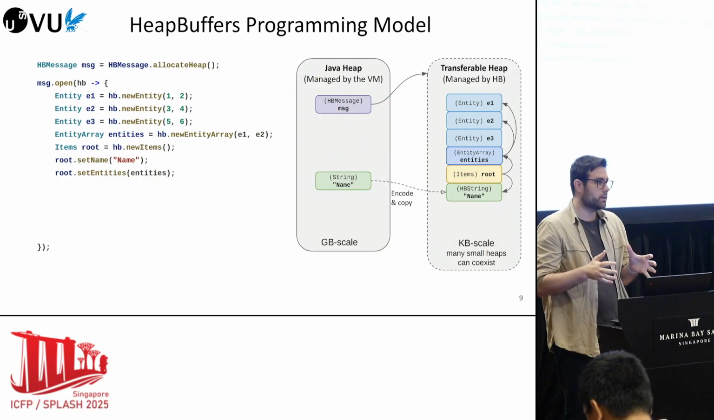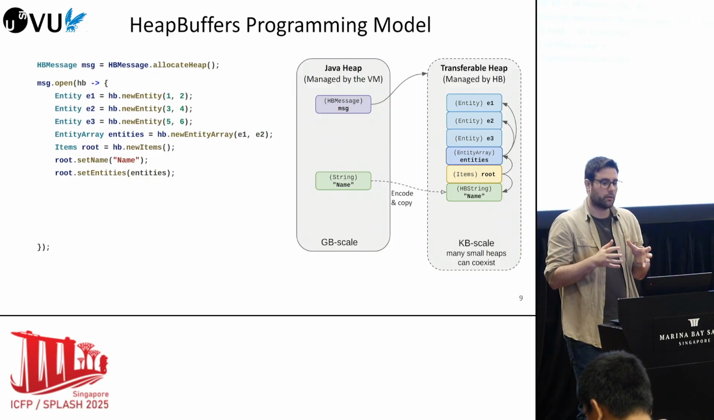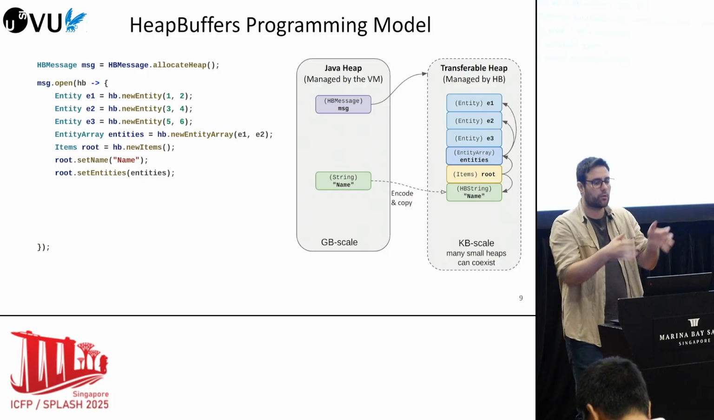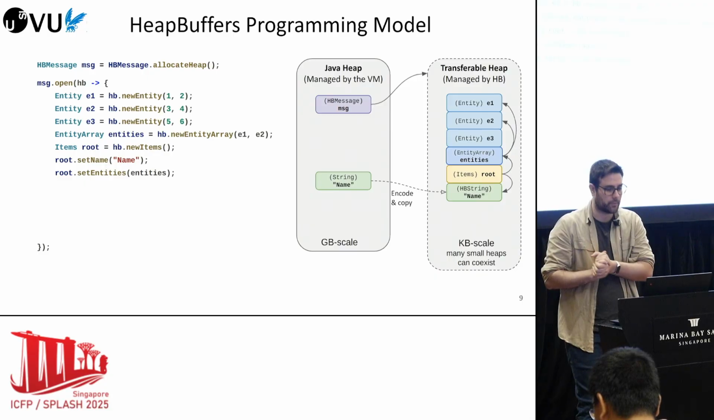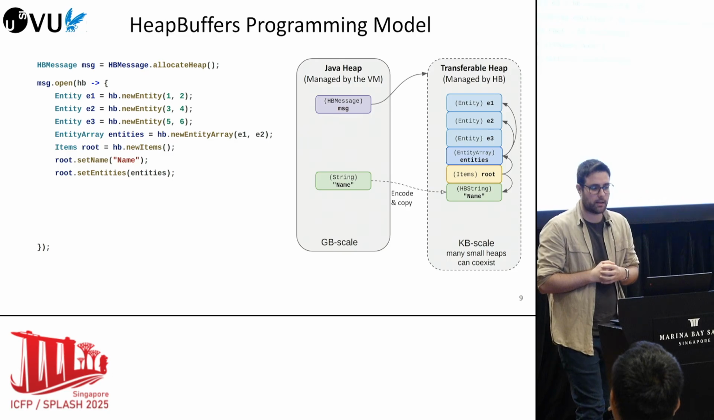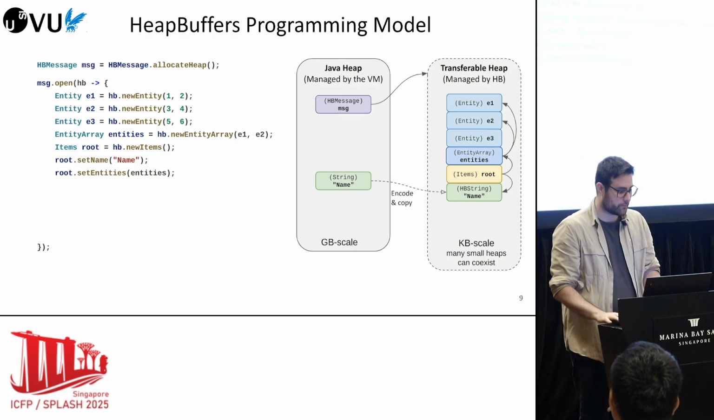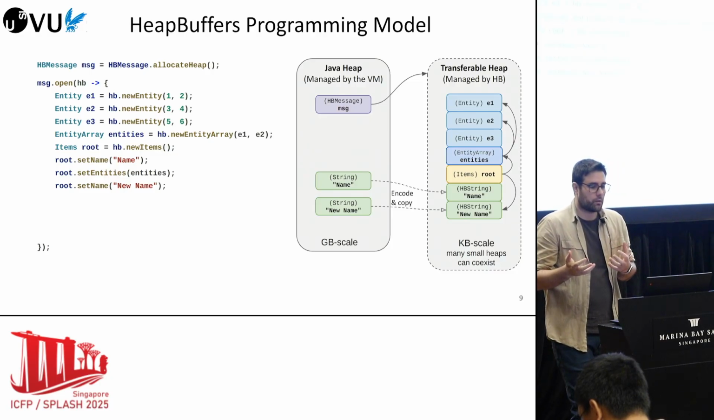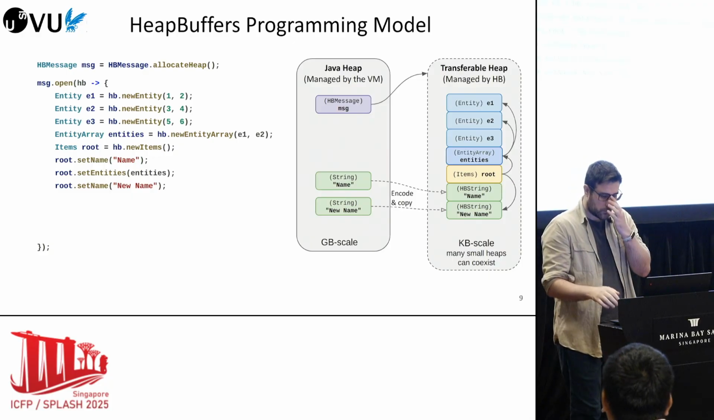This is a string. So string is the only type in our system that actually needs first to exist in a Java heap, and then we encode and copy it into the transferable heap. So there is an indirection here that later we will see in the experiments exactly what is the impact of this overhead. With our approach as well, we allow modifying objects. So let's say we didn't like the name. It's totally valid to set a new name.